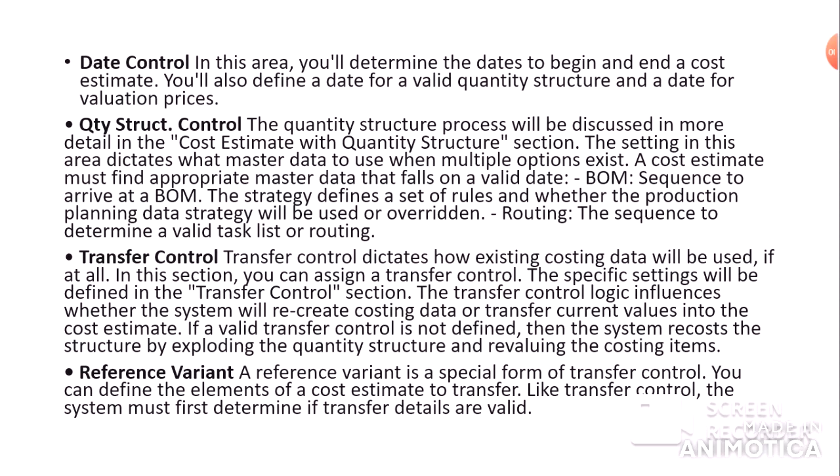The strategy defines a set of rules and whether the production planning data strategy will be used or overridden. Routing is the sequence to determine a valid task list or routing.